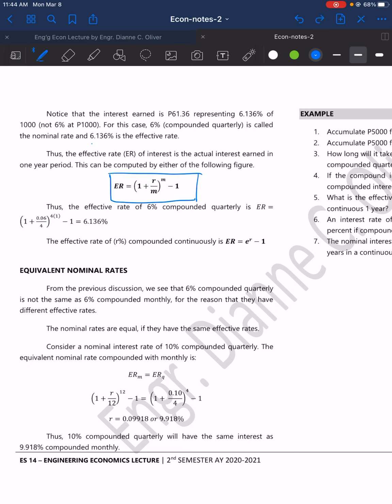And we have here for quarterly, 4 times 1 minus 1, so we get the value of 6.136%. For the effective rate of compounded continuously, we have ER is equal to e raised to the nominal rate R, minus 1. So that is the effective rate.